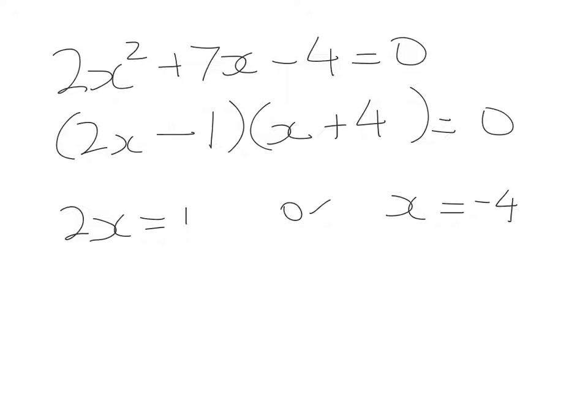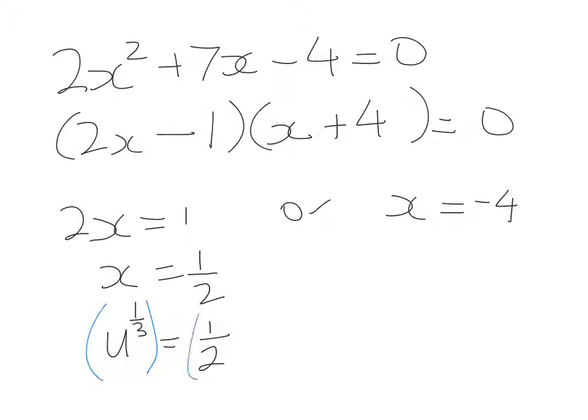So now we need to go back and say, well, if x equals 1/2, x is the cube root of u, or u to the power of 1/3. So u to the power of 1/3 equals 1/2. What am I going to do to figure out u? Well, I can undo the cube rooting by cubing both sides. That leaves me with u equals 1/8. So that's one solution. And the other one is this.